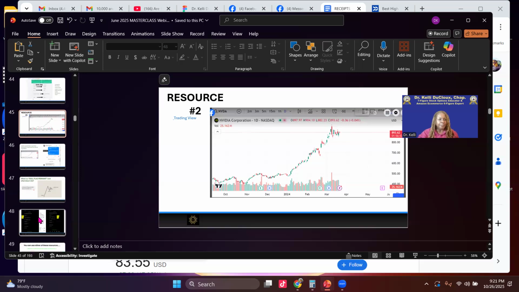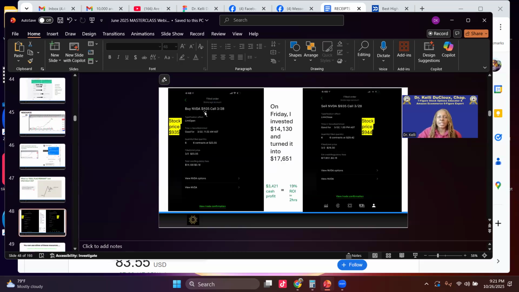Let's see what happened. These are my receipts. I bought a call on NVIDIA. And because I knew exactly what was going to happen, I bought 6 contracts. Each one of them cost $23.55, so I was very confident. I invested $14,000 and I turned around and made a profit of $3,400. I did this in just a couple of hours, 11:22 a.m. to 1:20 p.m. Two hours, and I made $3,000.